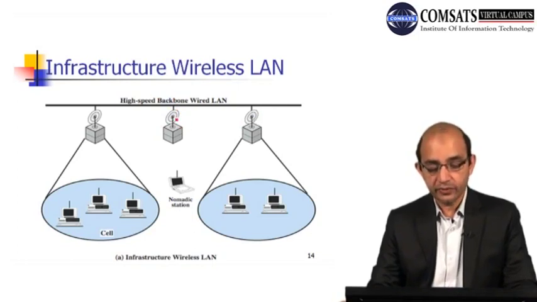So we have the wired high-speed backbone, and that is connected to those different wireless access points. And here we have different cells. This is a cell, and here we have another cell. And this is the nomadic station.